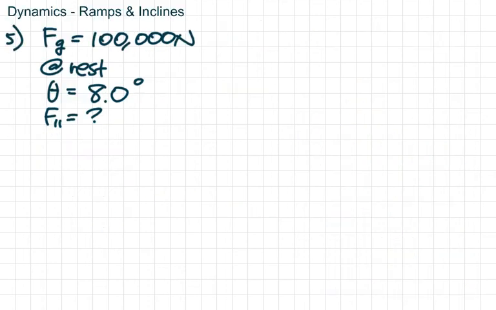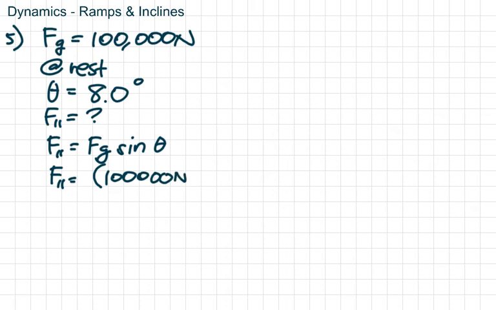Okay, for 5, we have a 100,000 newton truck, 1 times 10 to the 5. It is at rest, and the angle of the ramp it's on is 8 degrees, and it wants to know the component of the truck's weight parallel to the hill. What is F parallel? Well, F parallel we know is weight sine theta. There we go, weight sine theta. And so we put in 100,000 newtons for the weight, sine of 8 degrees. That is a small angle.